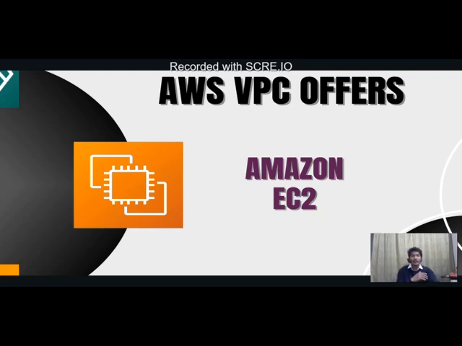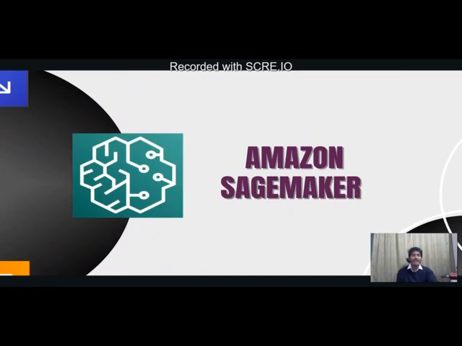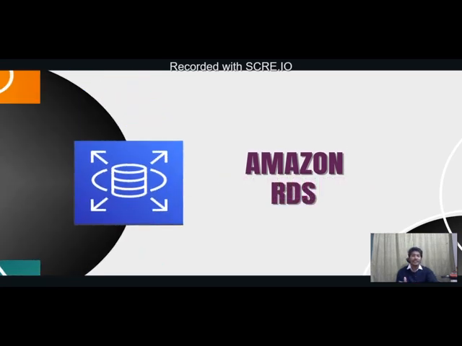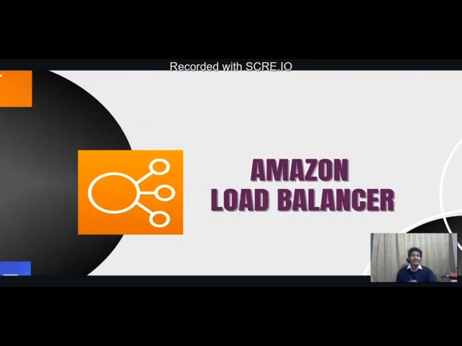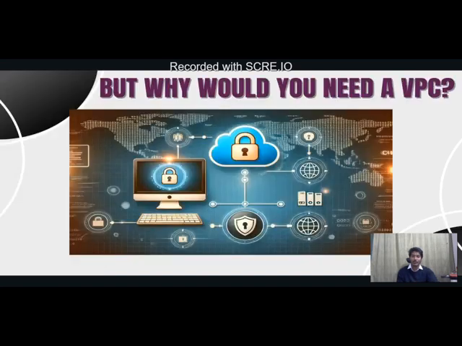For example, you can use VPC to launch your EC2 instances and you can create security groups to manage the inbound and outbound traffic of your instances. Or we can use VPC to launch SageMaker notebooks and training jobs for secure data processing and model deployments. And you can also use VPC with your relational database system, which is your RDS, for managing your databases and securing them in private subnets. And while ELB ensures high availability, you can enforce security by adding VPC subnets and security groups.